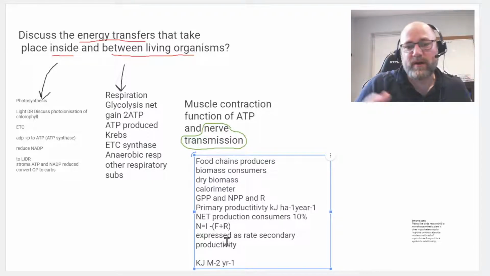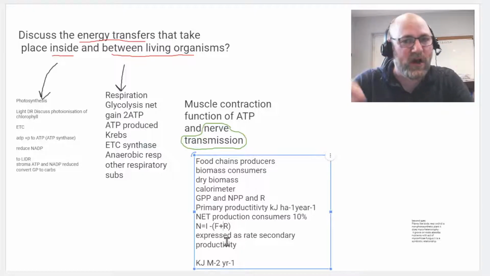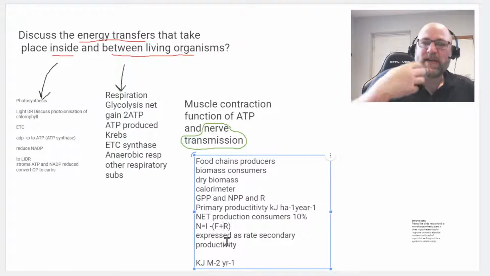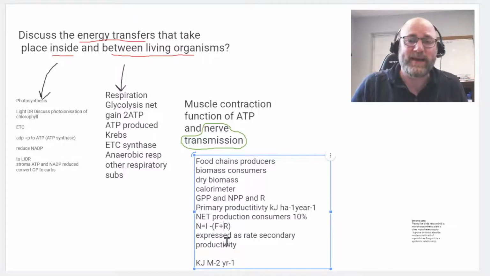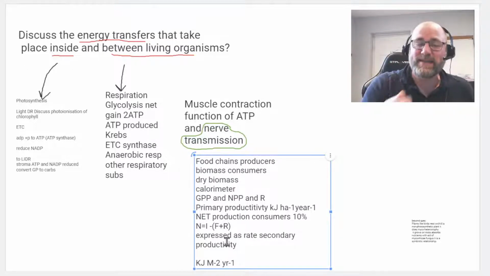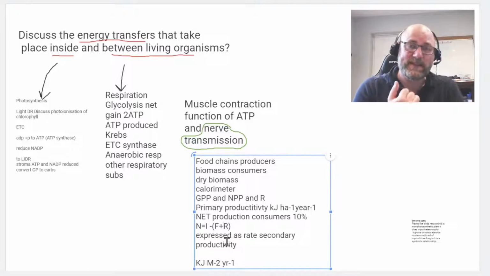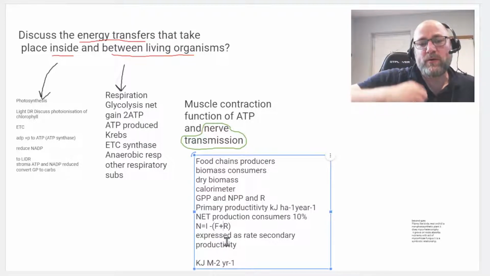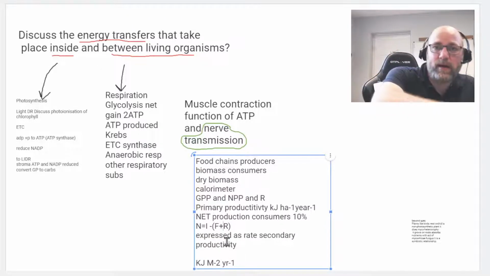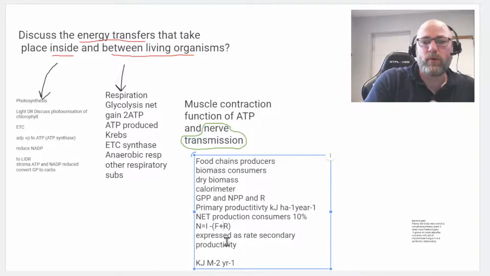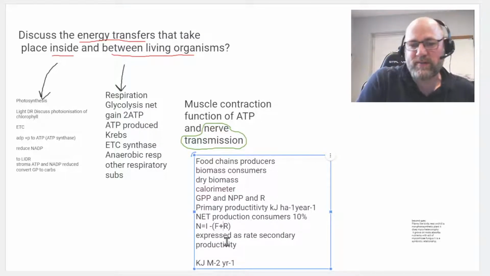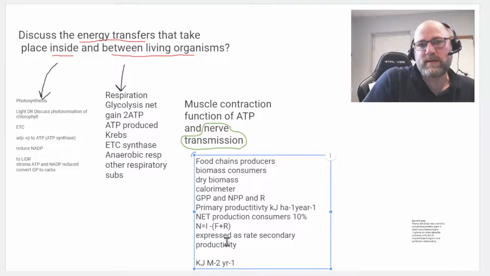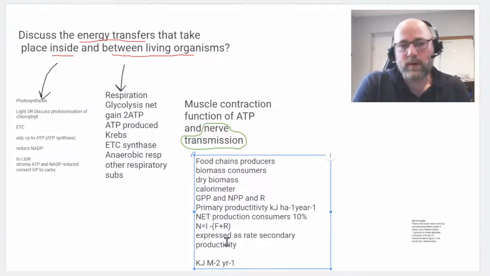net production in consumers, which is 10% of the energy they get from all the plant material and biomass they eat. They only get 10%. And the reason is 90% is lost as feces, urine, and respiration. So you want to be able to put that equation there. Now, if you do that as a rate per area, per time period, then we call it secondary productivity, the rate of secondary productivity. And that is for consumers.